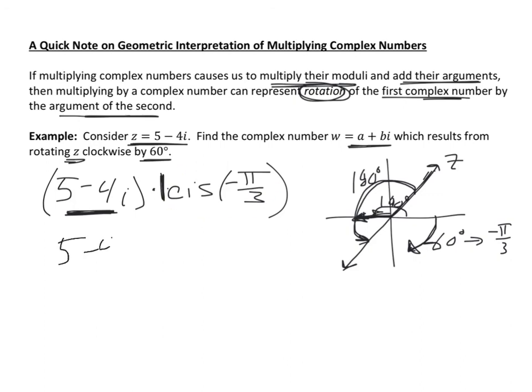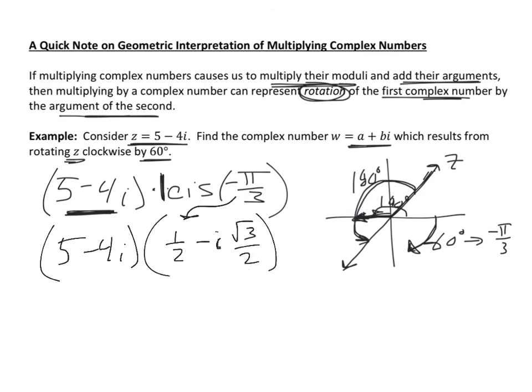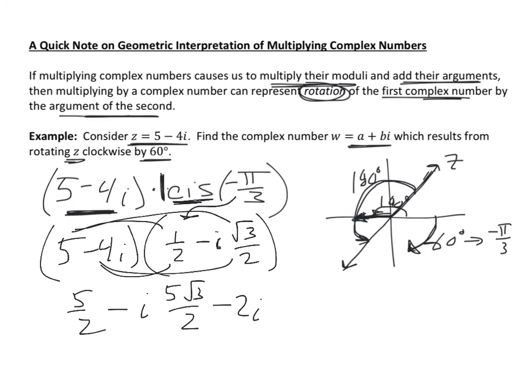So I still have 5 minus 4i. The cis of this will be the cosine of negative pi over 3, which is a half, and then the sine of negative pi over 3, which is negative root 3 over 2, and we have our i because this is cis. And now I just need to multiply these. 5 times a half is 5 halves. 5 times this one is minus i, 5 root 3 over 2. This one here is minus 2i. And here I have plus i squared, 4 root 3 over 2.